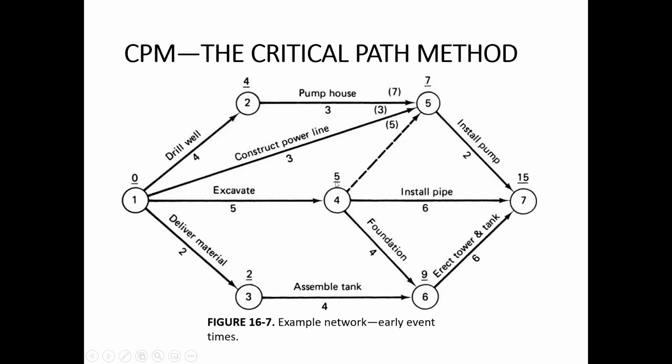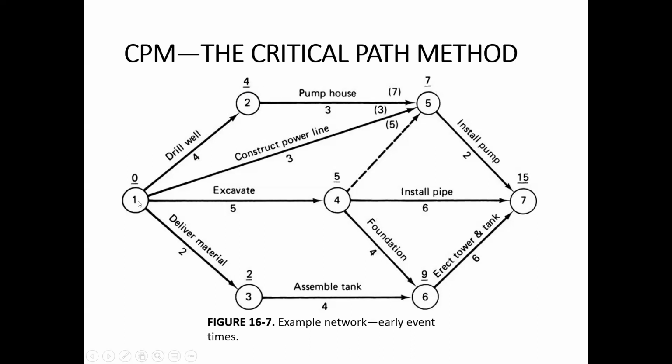Now once we have calculated 5 over here, we can calculate the event time for event number 5, which is 7. 7 is the maximum of these 3 event times, which we can get from these 3 different paths. For example, from this path, drill well and pump house, we get a time of 4 from here plus 3, 7.